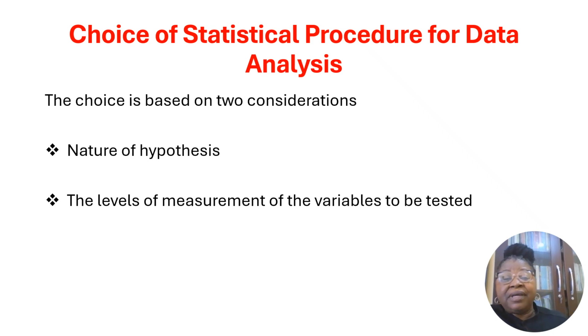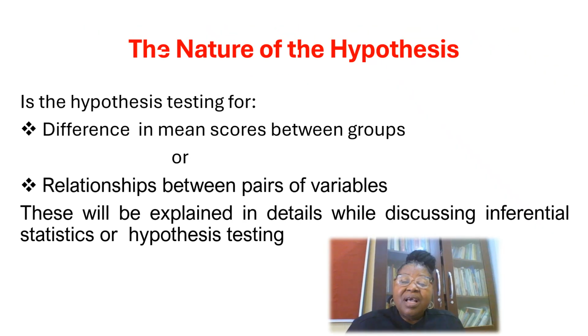Then choice of a statistical procedure for data analysis. The choice is based on two considerations. One is the nature of hypothesis. The other is the level of measurement of the variables to be tested. So, nature of the hypothesis. Is the hypothesis testing for difference in mean score between groups or relationship between pairs of variables? These will be explained in detail when we talk about inferential statistics or when we talk about hypothesis testing.